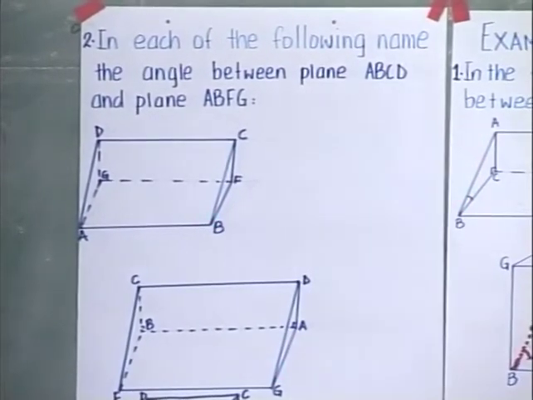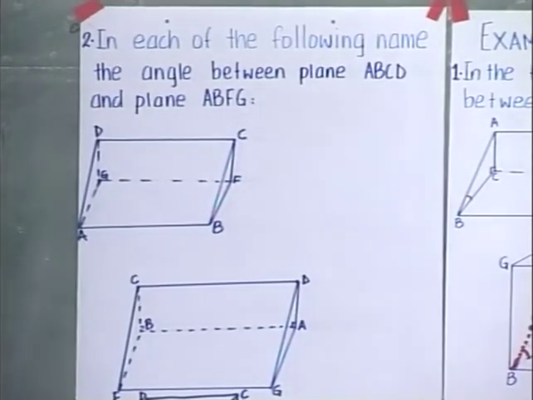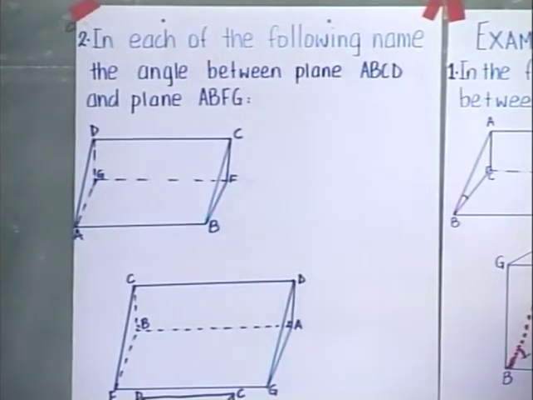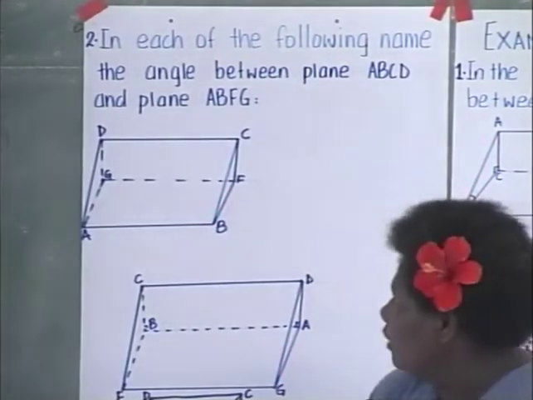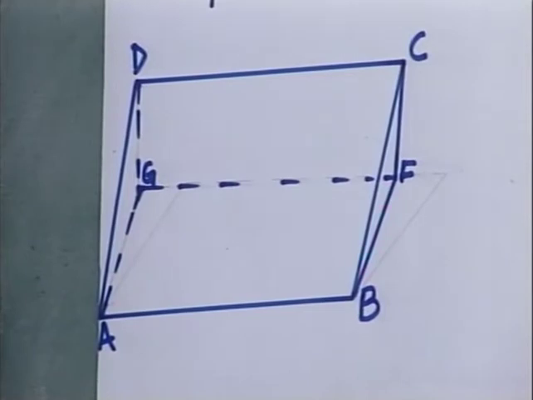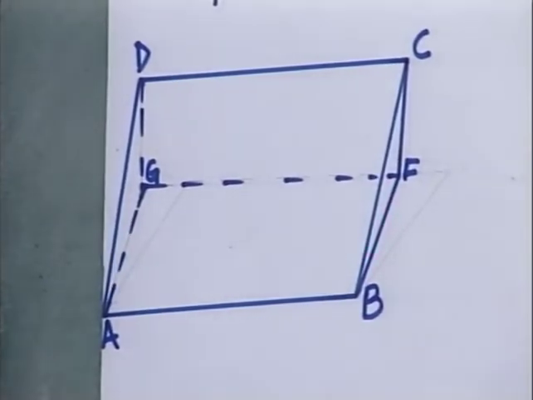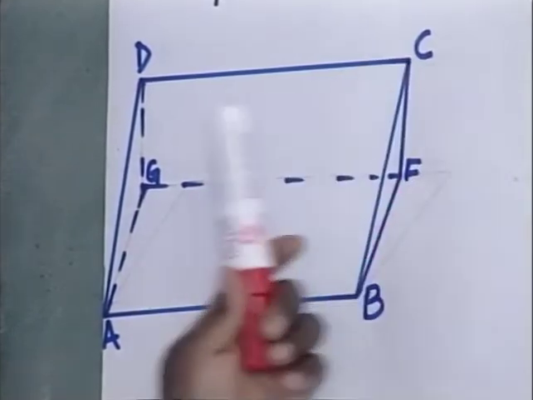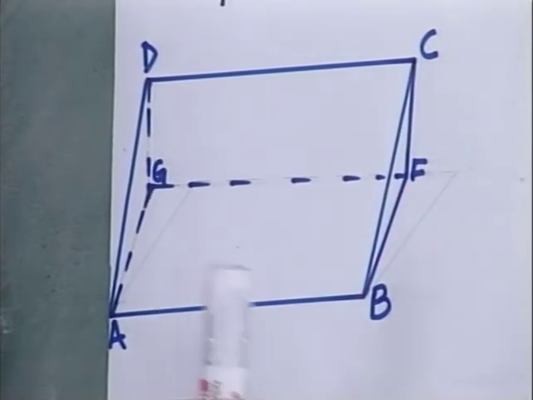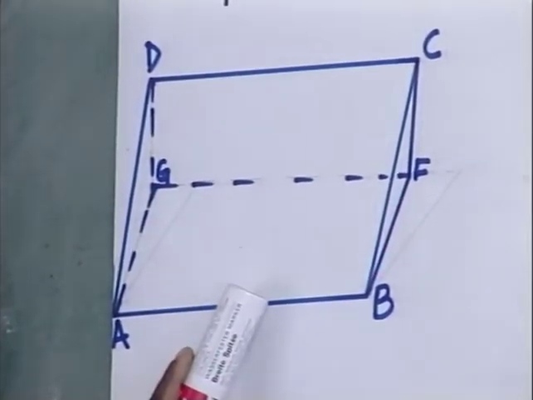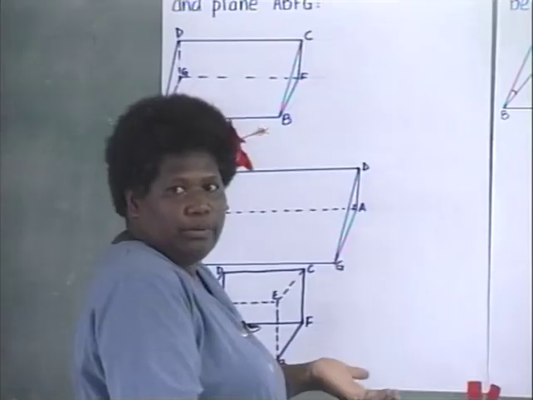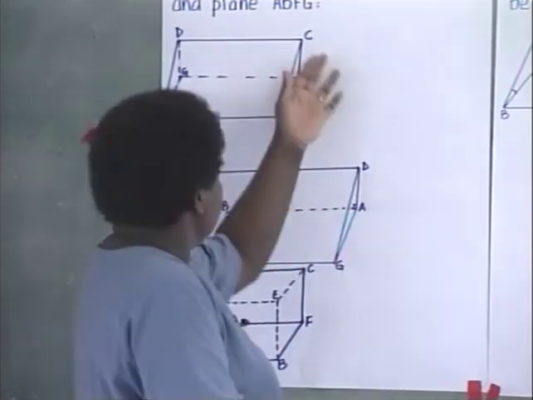AB. Okay, so the next step is to draw a perpendicular to the common line in each of the planes. First of all, the plane ABCD. If it's already there, you don't have to draw it. Okay, I can see that BC and DA are perpendicular lines in the plane, perpendicular to the line AB, which is the common line, and in the plane ABCD. So I don't have to draw one, because I can use those two.